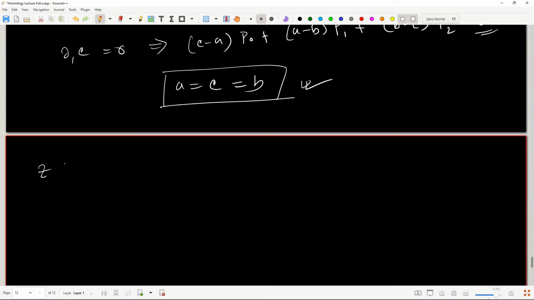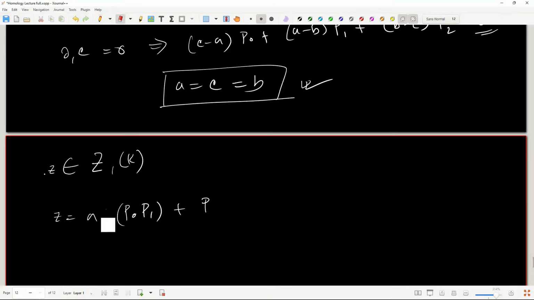So for any small z belonging to capital Z1 of K, it can be written as a times p0 p1. Okay, let's not use the first braces, since we use first braces to denote the orientation of the simplex. Let's use a third brace. Okay, let's not confuse ourselves. p0 p1, then p1 p2, and we have p2 p0 like this. Okay, that's good. We have some idea about our cycle group and the chain group.